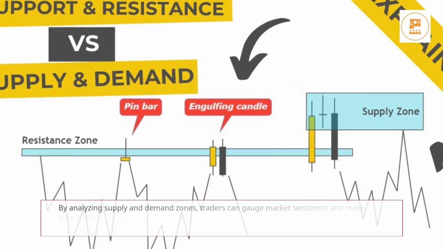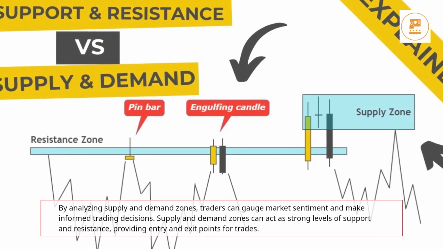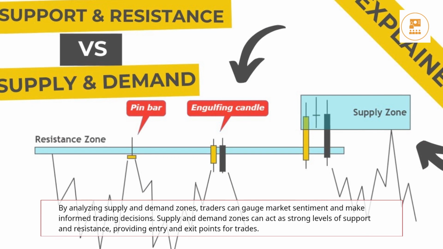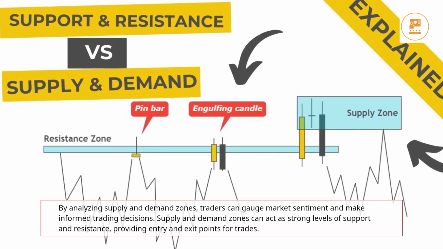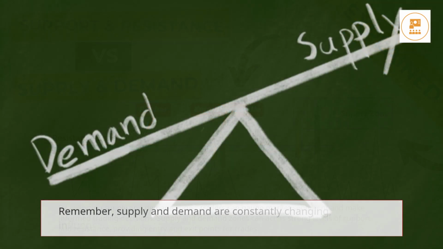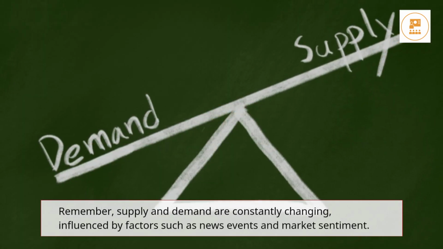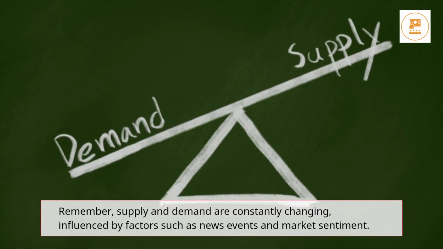By analyzing supply and demand zones, traders can gauge market sentiment and make informed trading decisions. Supply and demand zones can act as strong levels of support and resistance, providing entry and exit points for trades. Remember, supply and demand are constantly changing, influenced by factors such as news events and market sentiment.